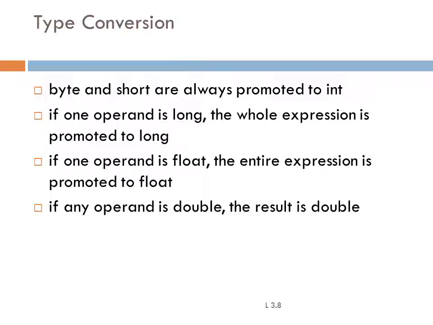In type conversions, byte and short are always promoted to int. If one of the operands is long, the whole expression is promoted to long. If one of the operands is float, the entire expression is converted to float. If any one of the operands is double, the result is double. So automatic type conversion will happen from smaller to larger types.